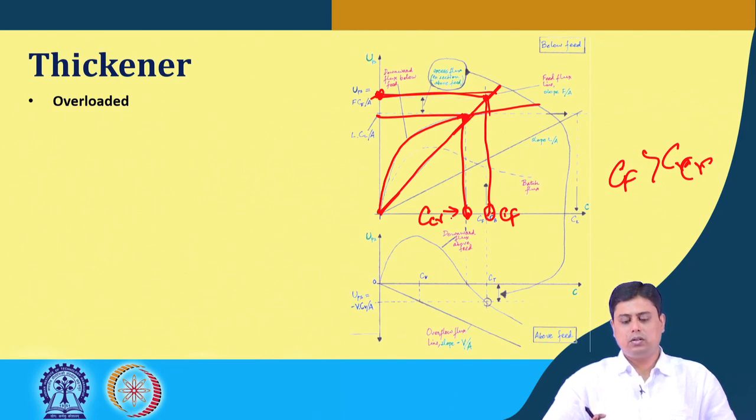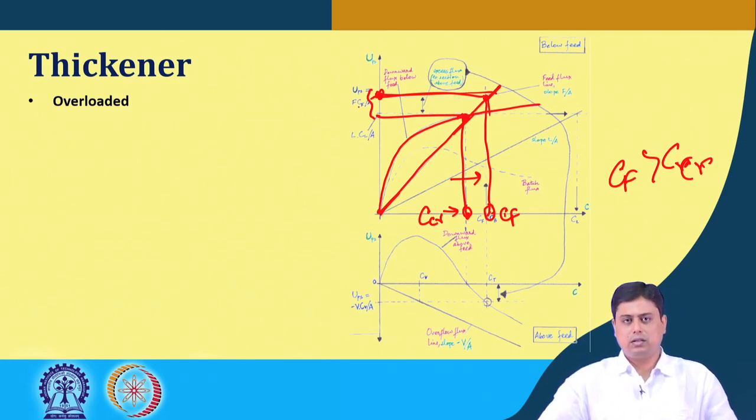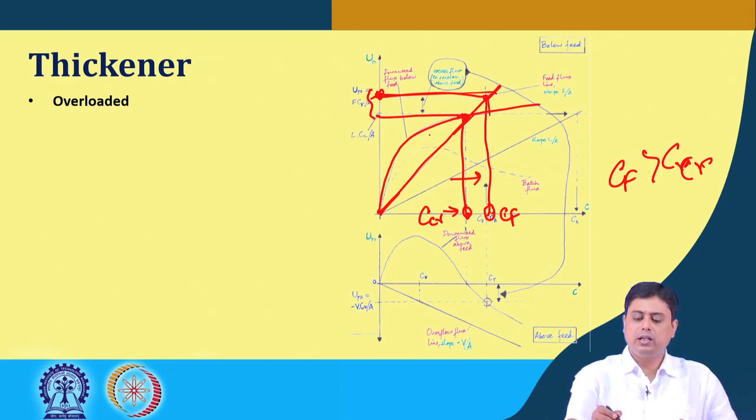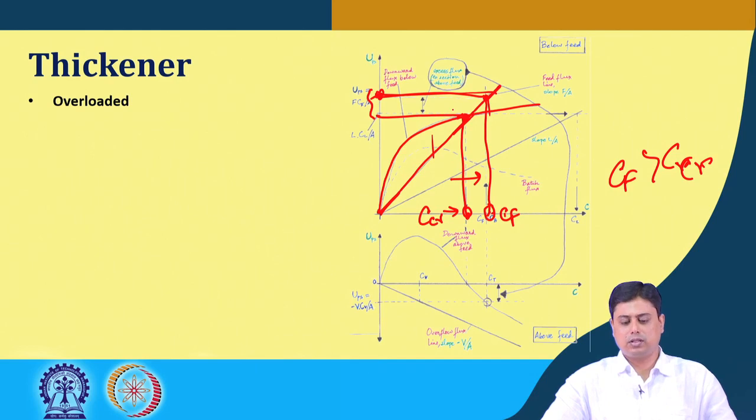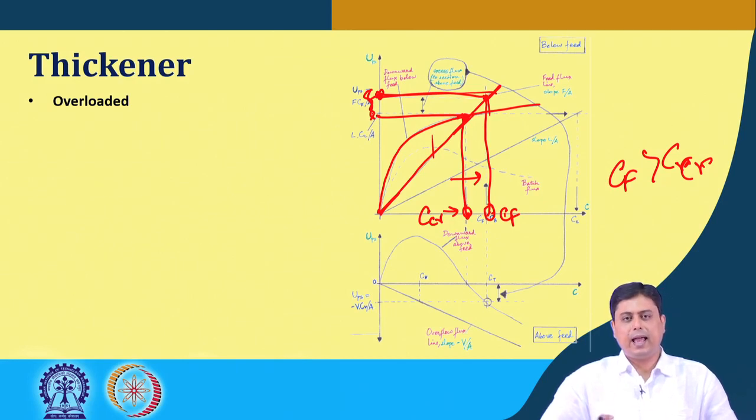Now, it is overshooting that value, which means there will be some excess flow which will go in the upward section, because in underloaded condition there will not be any flow in the upward section or the overflow section. But in the overloaded case, this would be the excess flow rate that it can handle in critical condition, this value.